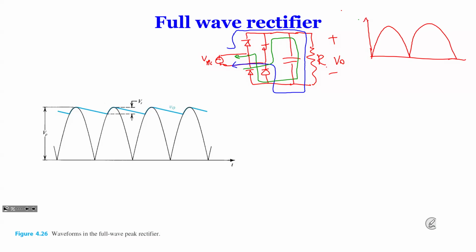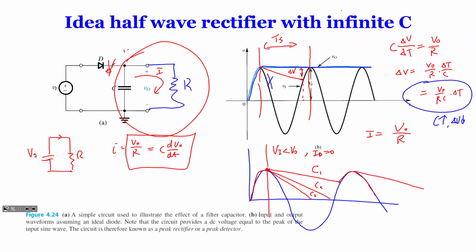And then if you have a capacitor, every time the voltage drops a little bit, but then it will go up again in half a wave. So in this case, if we want to calculate the voltage drop, you probably already know easily that this voltage is going to be VO over RC times delta T.